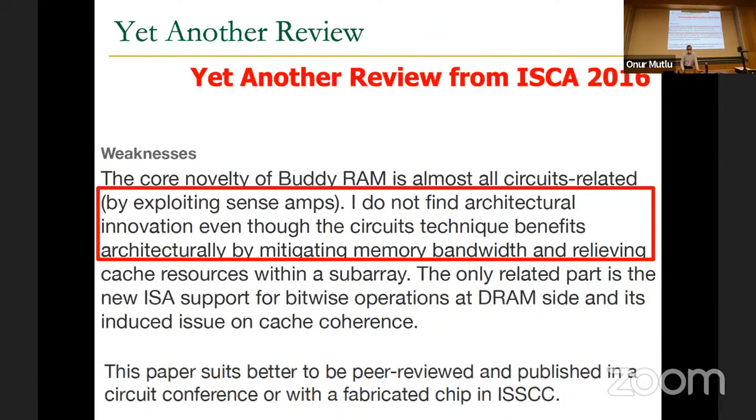There's also this type of review, which is interesting. You can get this sort of reviewer also. I do not find architectural innovation, even though the circuit technique is good. So don't bother me. I'm an architect. I want to think this way. I don't want to see anything else in my life, basically. So go to the circuits conference, basically. Yes.